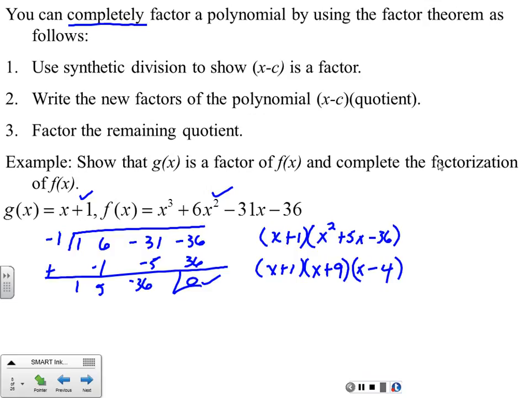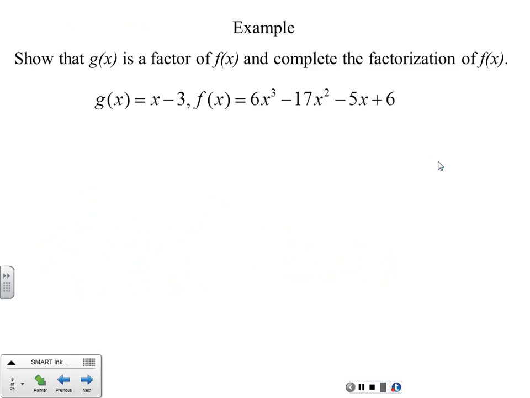Well, we could do a fourth degree, but not right now. Let's try this again. Show that g of x is a factor, first of all. First of all, you got to show that g of x is a factor of f of x, and then complete the factorization. So your first step is to set up your synthetic division.